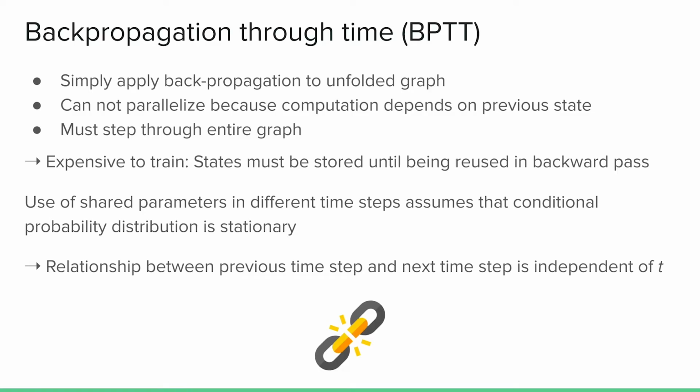When we use the shared parameters in different time steps, we have one assumption here, namely that the conditional probability distribution is stationary. So what does that mean? It means that we do not care where a certain sequence appears, as I just said, but the sequence is relevant. The relationship between the previous time step and the next time step is independent of the position t in our sequence.